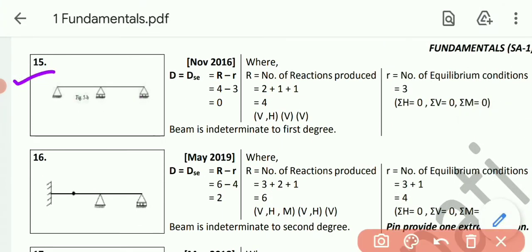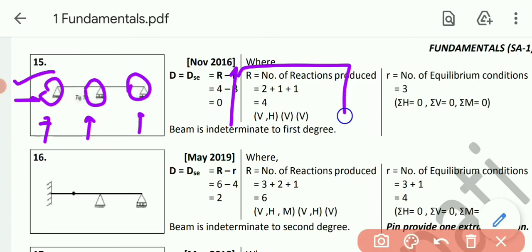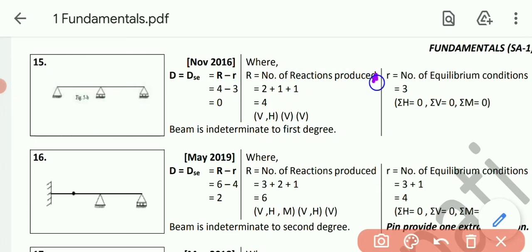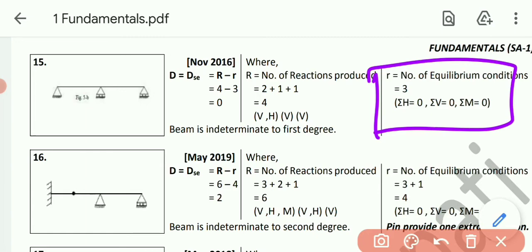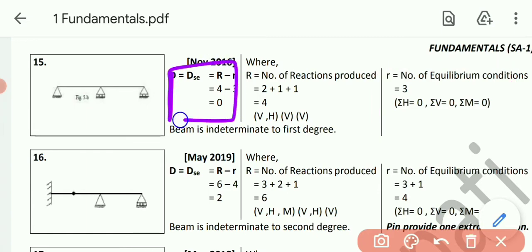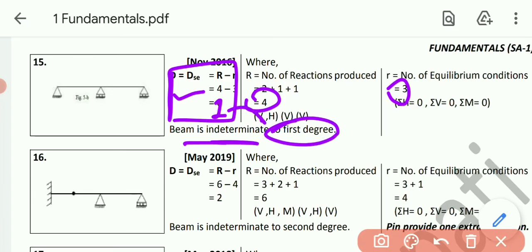Then example number 15. In this one, hinge support is there, so 2 reactions, roller is there, 1 reaction, roller is there, 1 reaction. See, capital R is 2 plus 1 plus 1, so total 4. Talking about small r, that is always 3. So finally ds equals R minus r, 4 minus 3, answer comes 1. Okay, there is an editing mistake here.